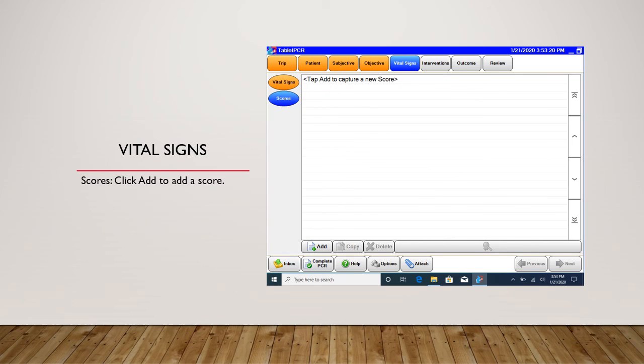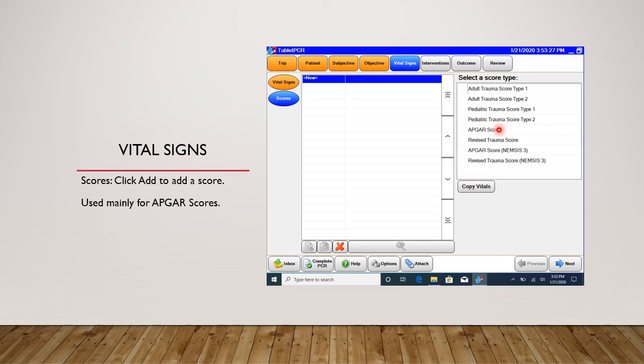Score. This would be for your APGAR score for new babies. You just click add and what it is. And that's the end of scores. Next will be intervention.